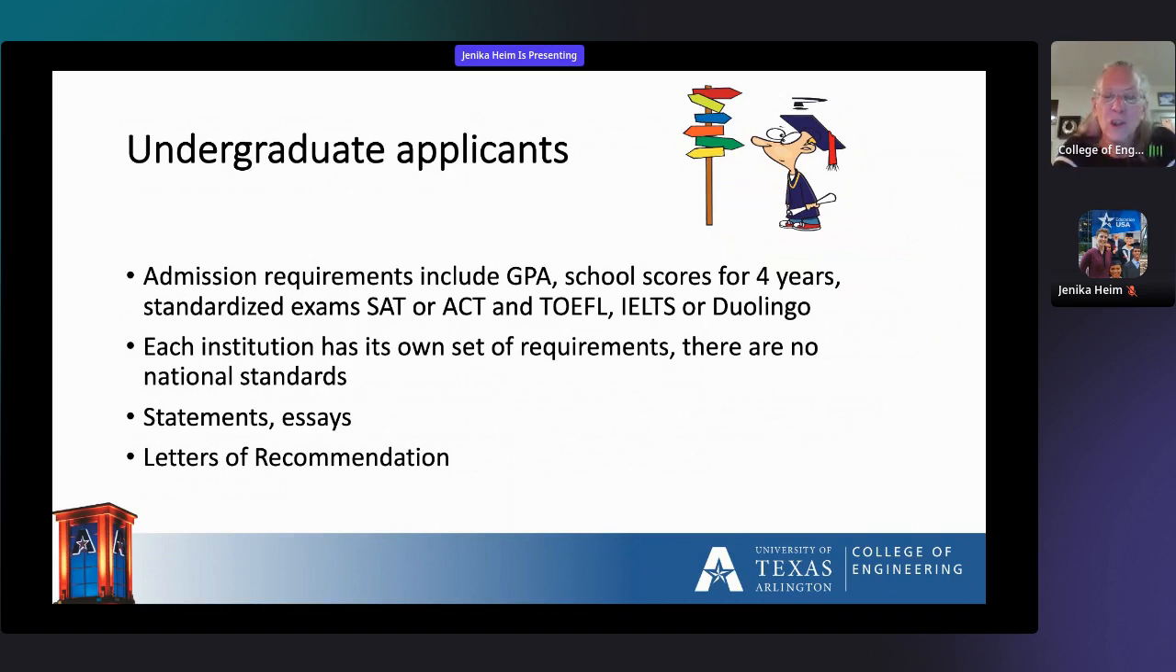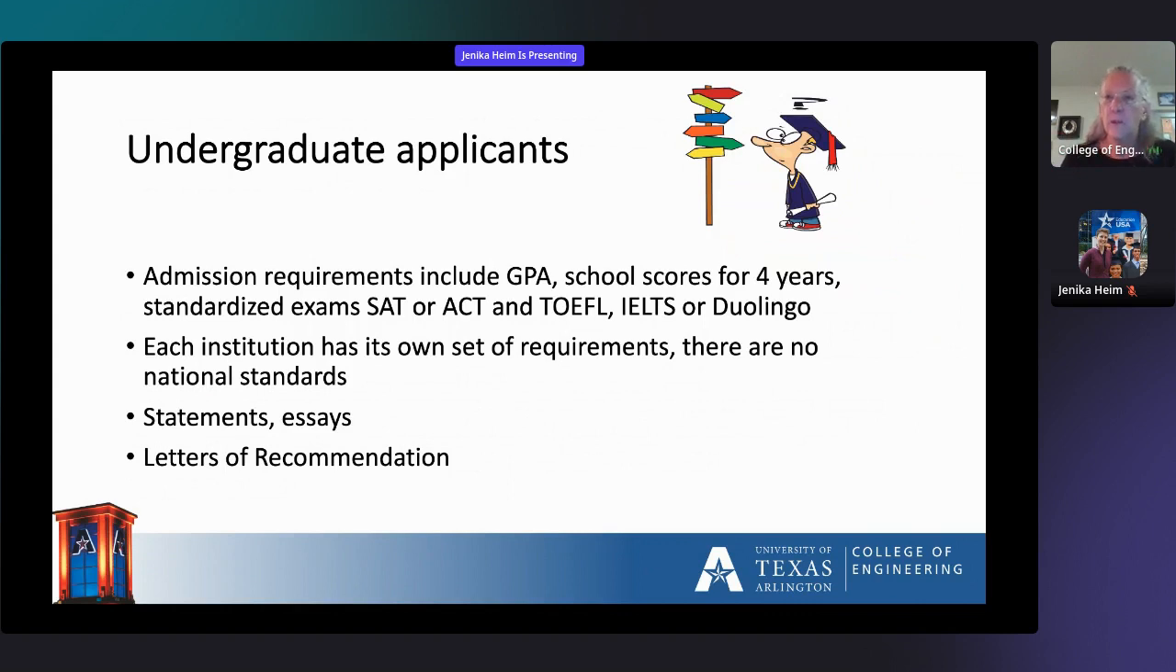Each institution, unfortunately, makes its own set of requirements for admission. So there's not a national standard for universities in the United States, but it's all over the place. At one institution I worked at, they had a certain criteria that's much higher than the criteria that I have at my institution. And I'll explain that in a little bit.